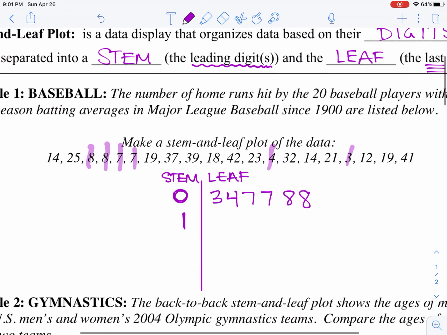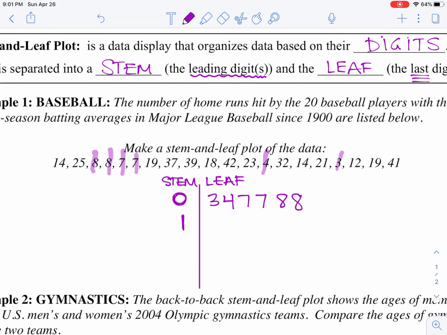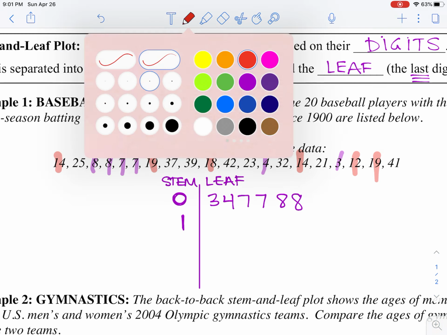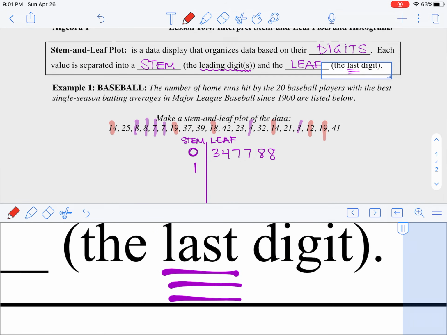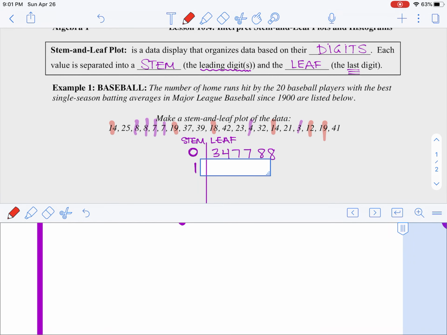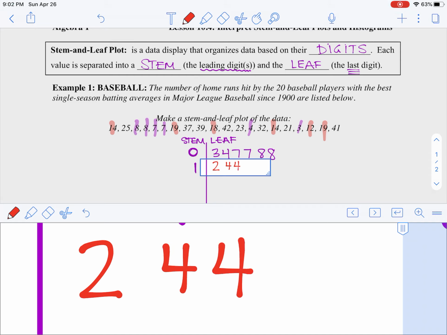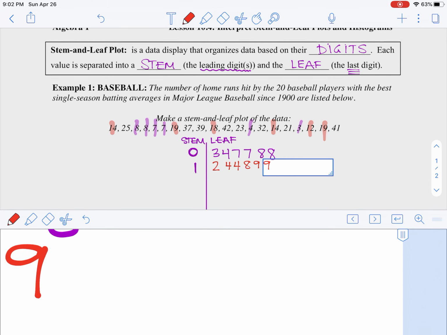So those are numbers where the leading digit is a 1, or a tens digit in this particular case. So I'm going to highlight those. So we have 14, 19, 18, 14, 12, and 19. Sometimes it's nice to highlight and or cross them out as you go just to make sure you didn't miss a data value. Again, we're going to put them in order. So that leaf portion starts with a 2, then a 4, then a 4, then an 8, a 9, and a 9.